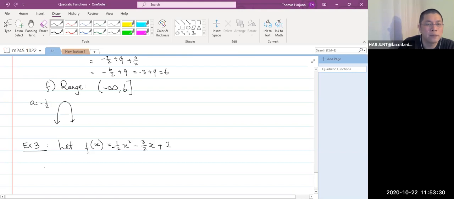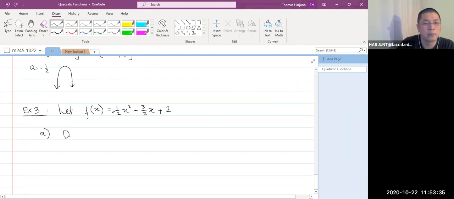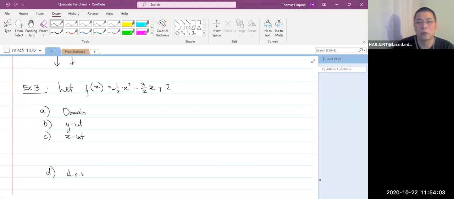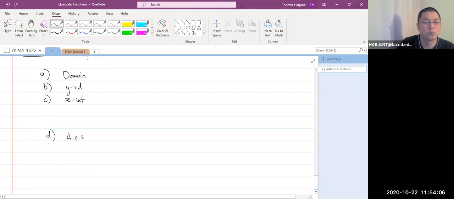You can easily find the domain and the y-intercept, so you can do it super fast for that one. You may get slowed down in the x-intercept. That should take you approximately 2 minutes. And then part D, I need to find the axis of symmetry. I think the axis of symmetry will not be that nice. And then part E, find the vertex.